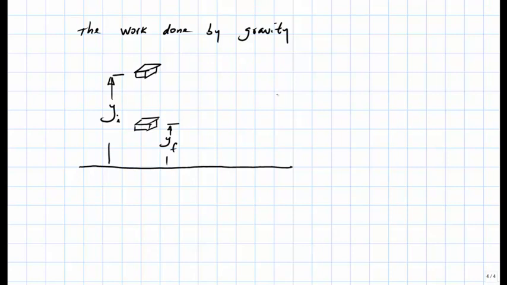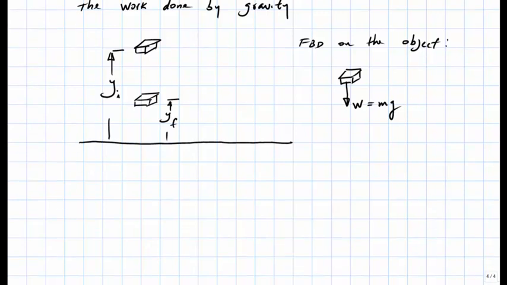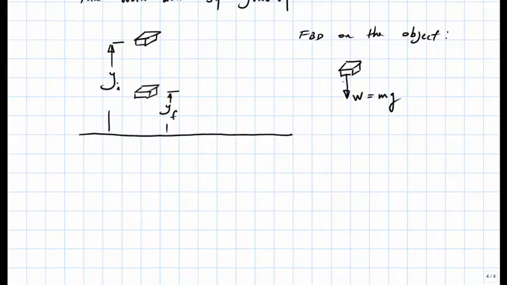In order to answer that, let's construct a free body diagram on the object. Well, gravity is applying a force, and of course the force of gravity is called the weight. So there's the weight of the object. The weight of the object, of course, just equals the mass of the object times gravitational acceleration. And the object has undergone a displacement of y initial minus y final.